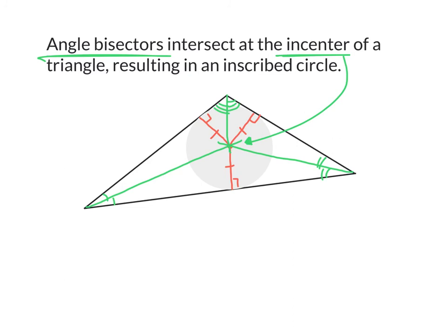So the two things you need to know for class are how do we get a circle on the outside of a triangle? What segments do we need to draw? And how can we get a circle inside of a triangle? And if you know those things, you're going to be great for class tomorrow.